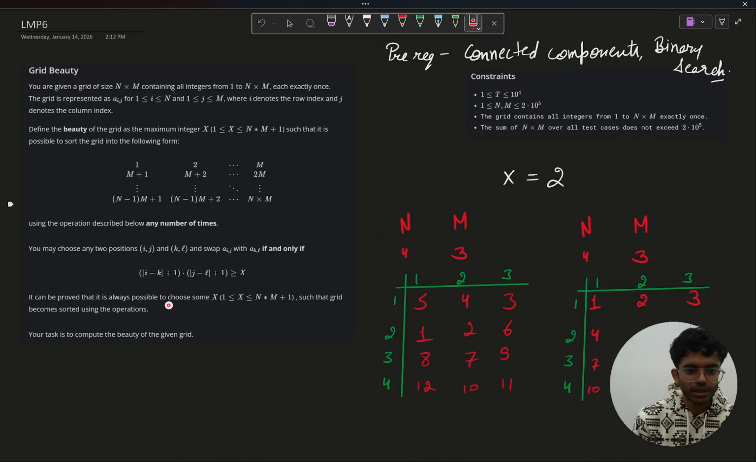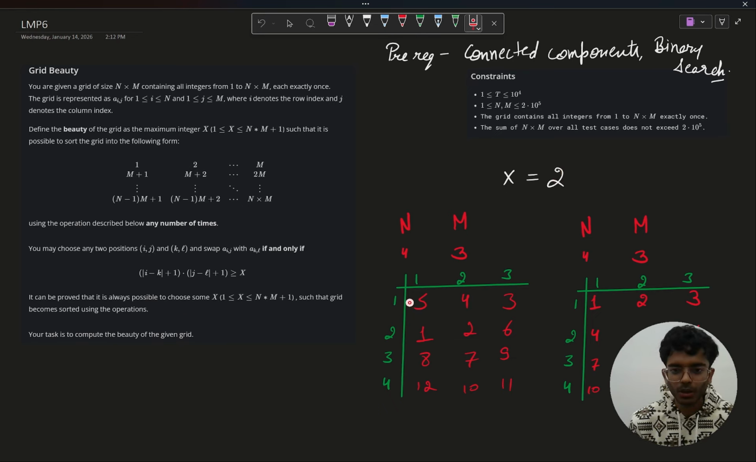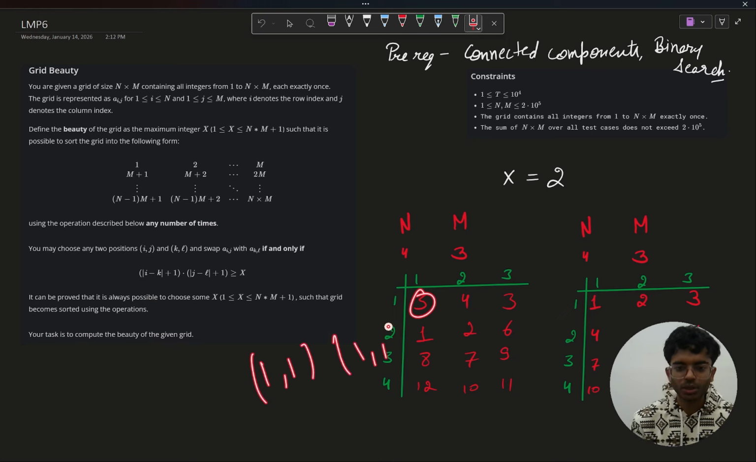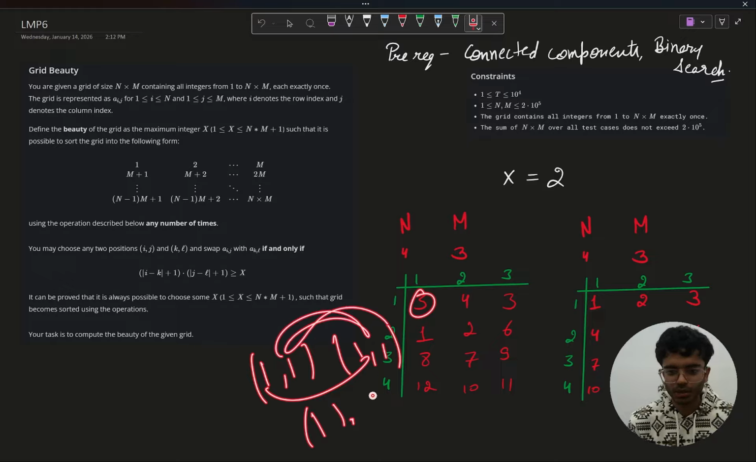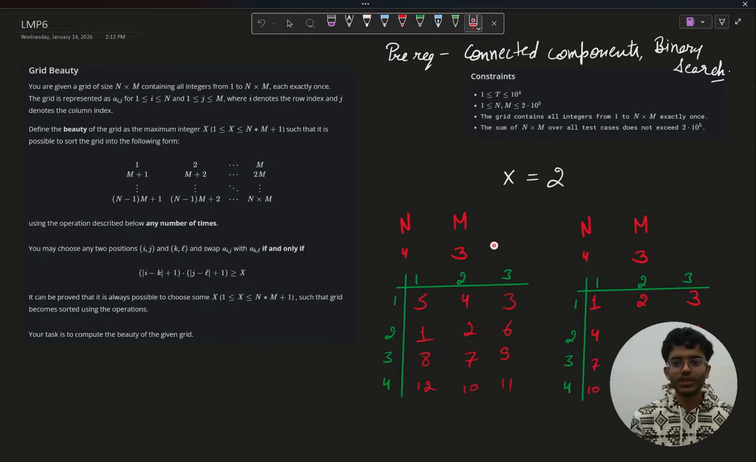Now we're also given that it is always possible to choose some x. So if we choose x equal to 1, it is always possible, right? Because even if we choose 1 comma 1 and the other element is also 1 comma 1, then 1 minus 1 is 0, plus 1 is 1, and if you multiply it with 1 minus 1 plus 1, which is 1, it is still greater than or equal to 1, right? So if we choose x equal to 1, then we can swap any two elements, and because we can swap any two elements, it's always possible to sort the grid.